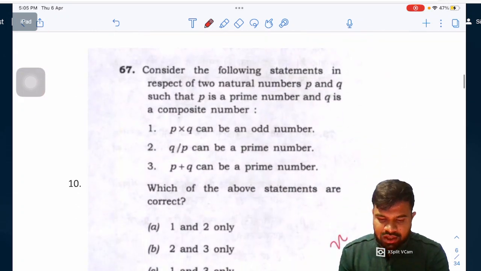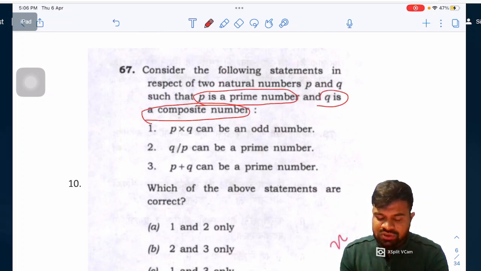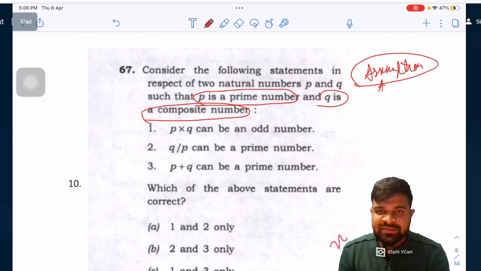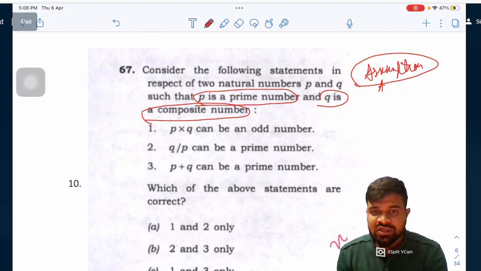Okay. This is a question of data sufficiency. Now see, P is prime and Q is composite. Now assume any two numbers for which this holds true. This can be done only by the art of assumption. Please bear with me. The best way to do such kind of question is to assume, and you will always find something.